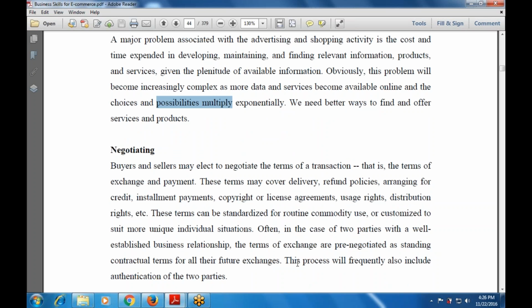Then negotiating, that means the buyer and the seller may elect to negotiate the terms of a transaction, that is the terms of the exchange and the payment. And these terms may cover the delivery, refund policies, arranging for the credit, installment payments, copyright or license agreements, usage rights, distribution rights, and so on. That is the negotiating rights. These terms are basically used for routine commodity use and customized to suit more unique individual situations.